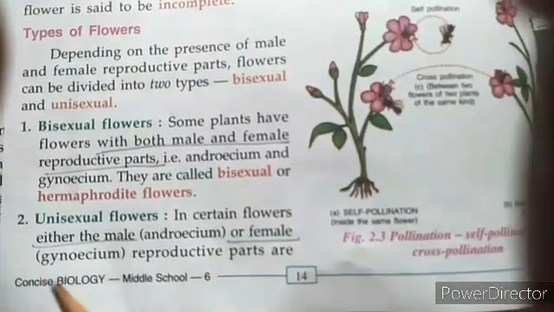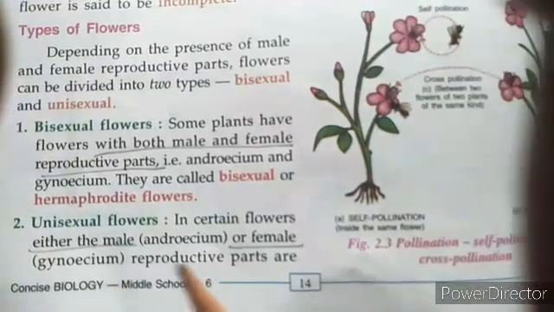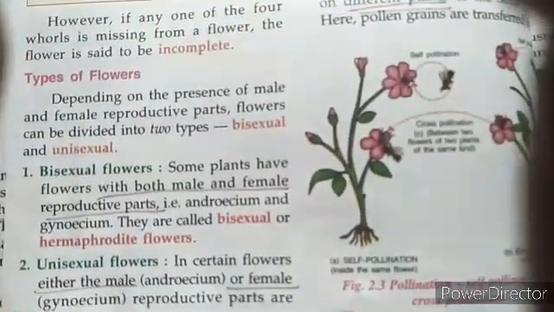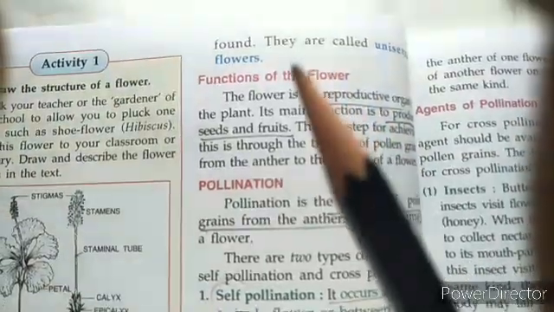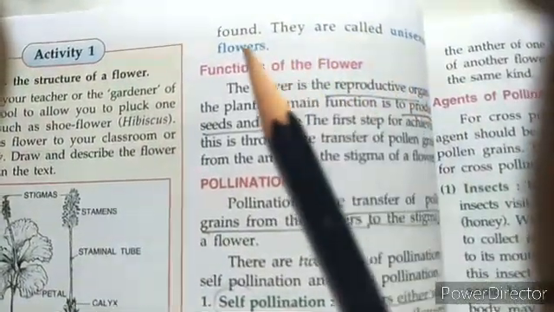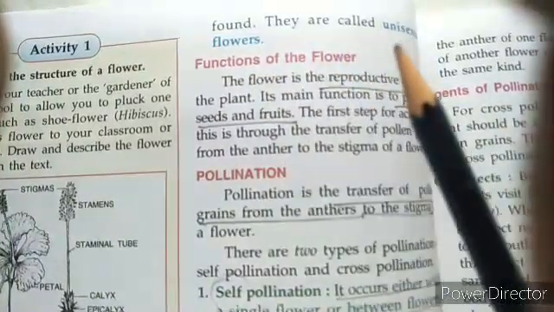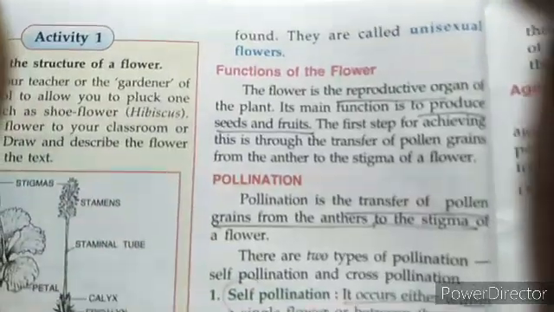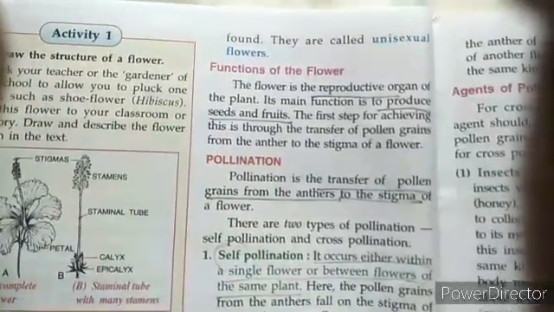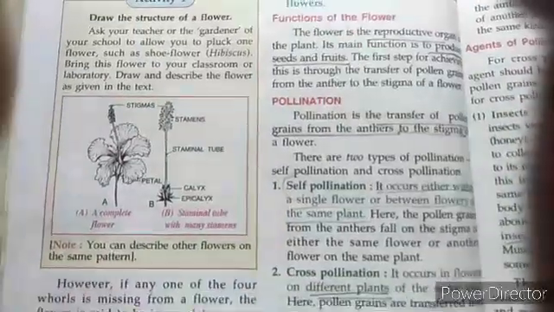In certain flowers, either the male androecium part is present or the female gynoecium reproductive part is present. So there can be certain flowers that may have only male or only female, and they are known as unisexual flowers. Unisexual flowers means having either androecium or gynoecium. I believe by now that should be clear.